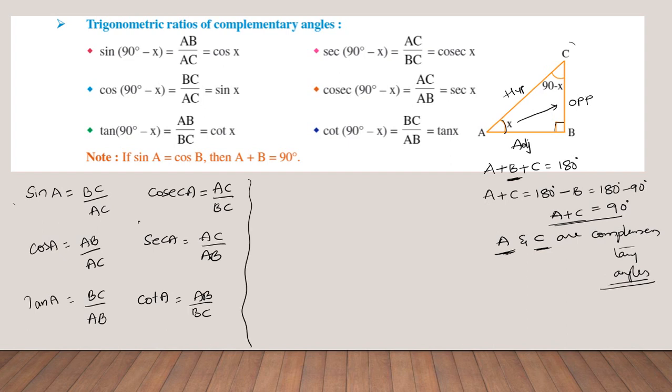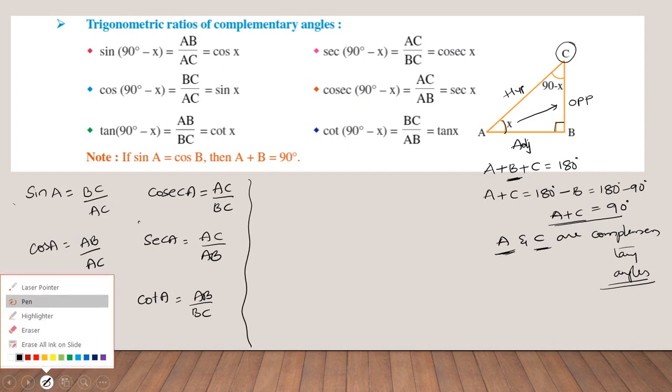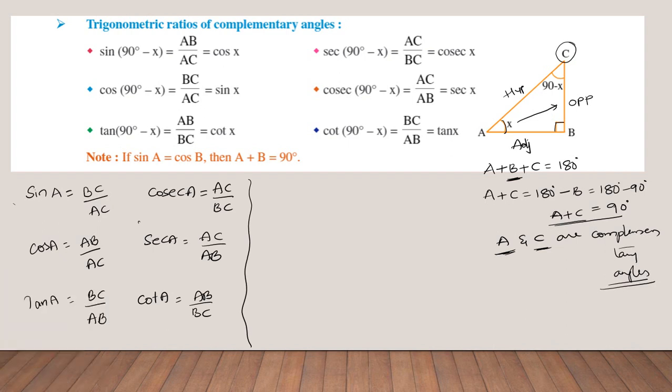Now if I move on with angle C, when I consider with respect to angle C, then this becomes my opposite side, this becomes my adjacent side, and the hypotenuse remains the same, right? Now from this I can say angle C I can write as 90 minus A. So angle C I can write as 90 degrees minus A.